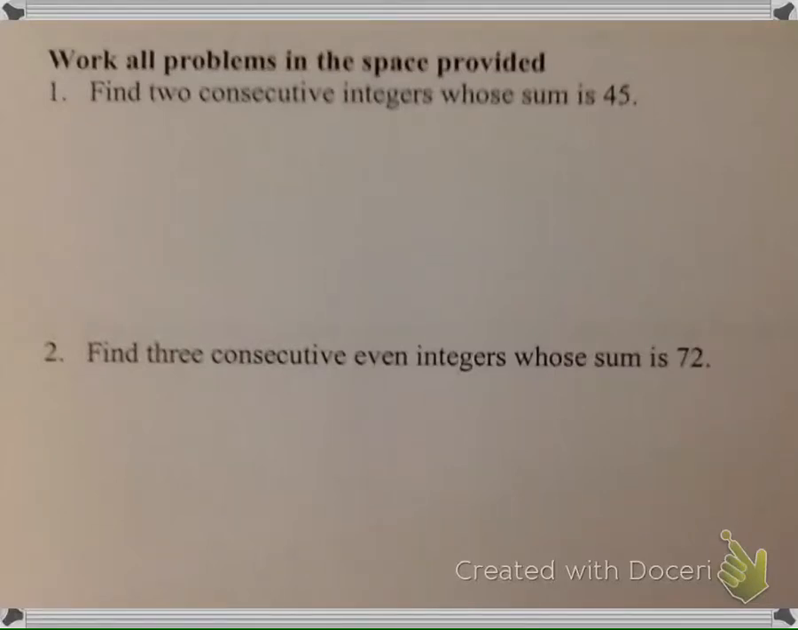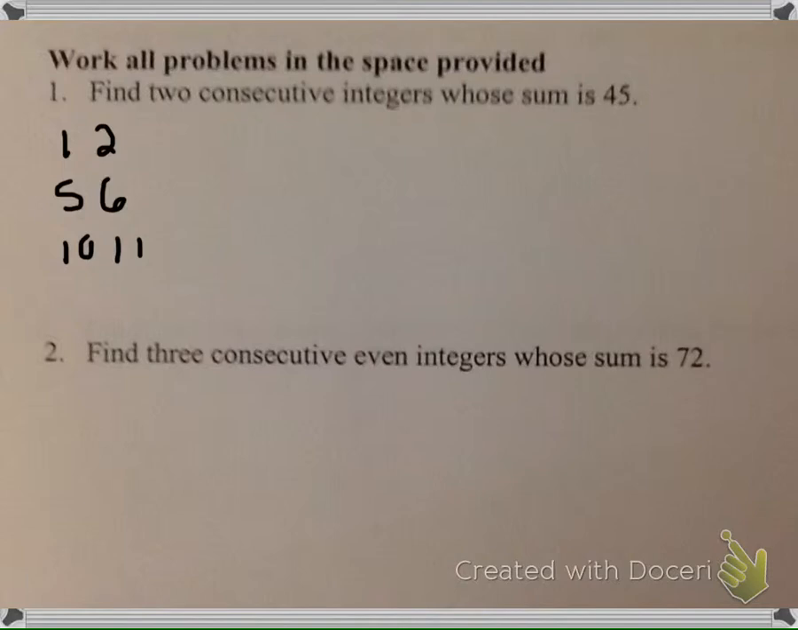So this first problem says find two consecutive integers whose sum is 45. Now examples of consecutive integers might be 1 and 2, 5 and 6, 10 and 11. And on all of these problems that we've been doing where we've been defining our variables, whether it's age, rectangle, triangle, or distance problems, or these, we're always looking at how two things are the same and how they're different.